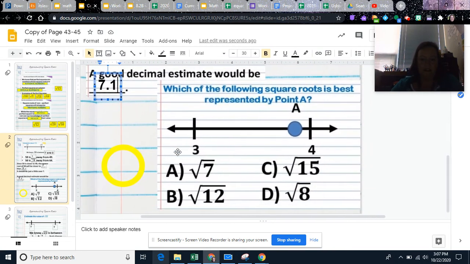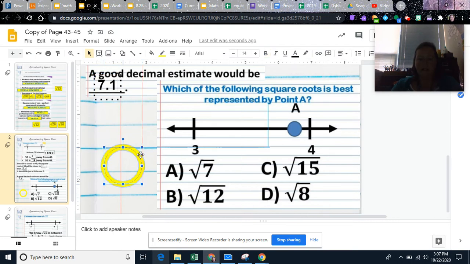And then, which of the following square roots is best represented by point A? So you can click on the yellow dot. Notice, this would be the square root of 9. This would be the square root of 16. So since A is pretty close to 4, our answer is going to need to be pretty close to the square root of 16. And so then you'll be able to see that your answer should be C.